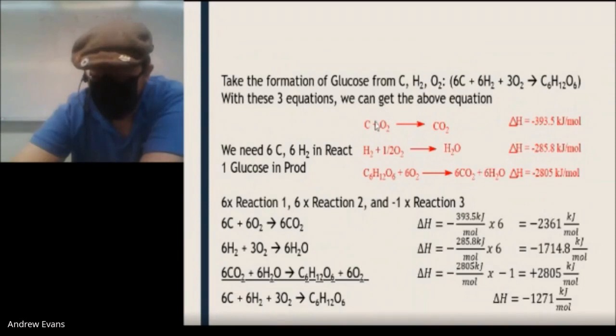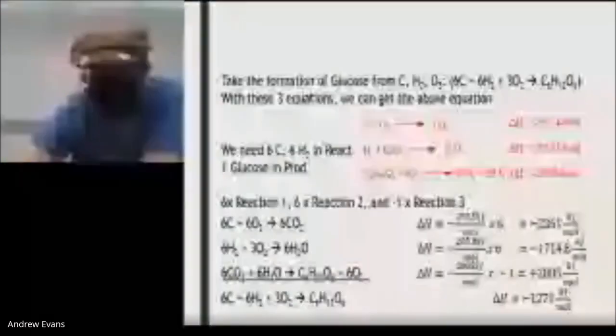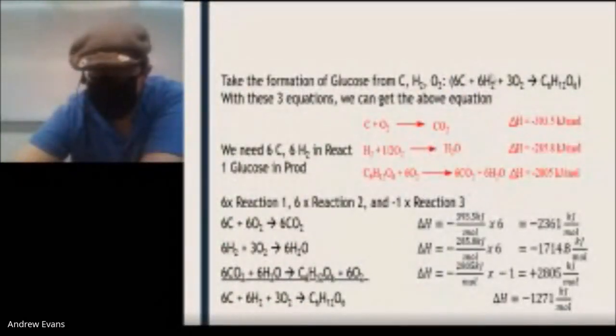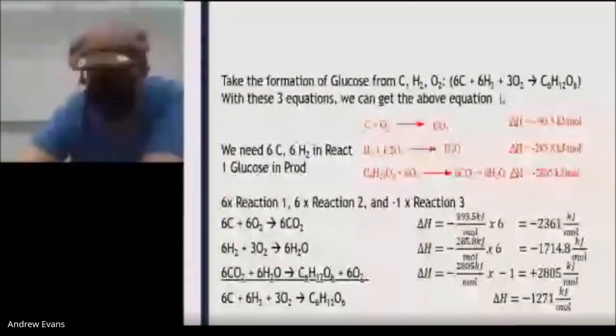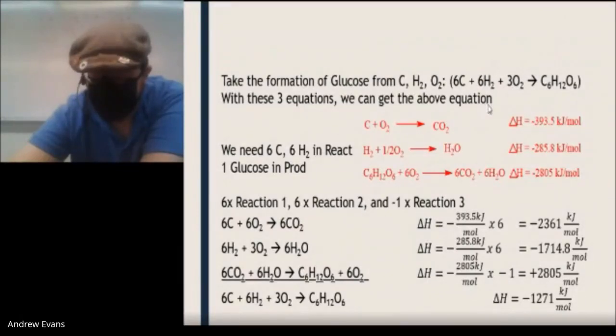So I'm going to find a way to add these 3 equations together to get this above equation. Remember, the important thing is that you figure out how to get 6 carbons, how to get 6 hydrogens, how to get 3 oxygens, how to get 1 glucose. If you do this right and you add them all together, every non-essential molecule will drop out. Every CO2, every H2O will drop out, and you'll be left with only this if you've done this right.